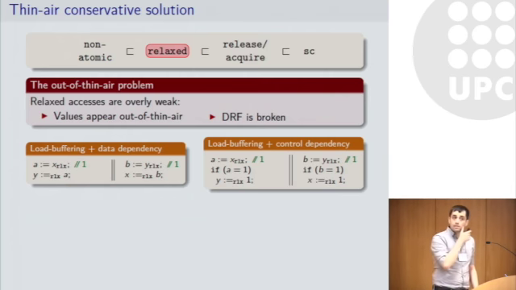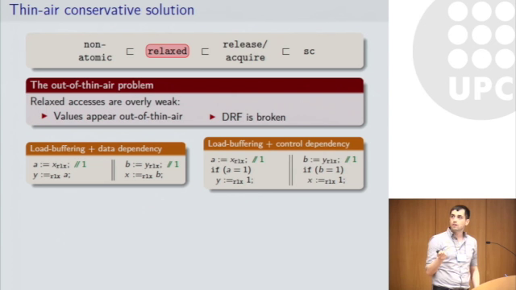This summarizes the sequential consistency part of the talk. I'd like to say a few words about the thin air solution. We took here a conservative solution. So what is the thin air problem? It has to do with these relaxed accesses. Relaxed accesses in C11 are overly weak. They allow these values to appear out of thin air, and this would be an example.